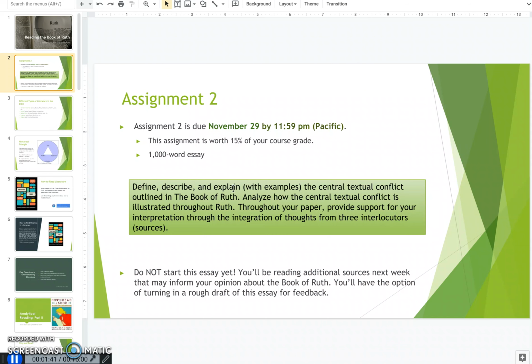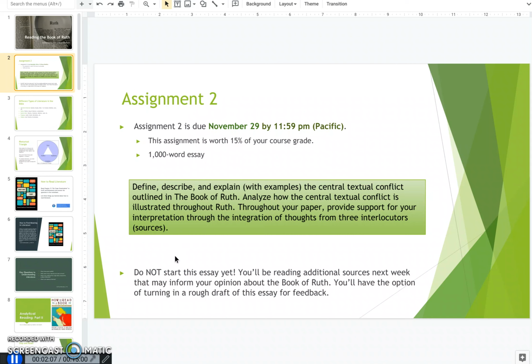So I'll go over the different parts of this prompt later, and they'll make more sense as we go through the remaining weeks. So know that this paper is not due for a while. You have until November 29th, okay? This assignment is going to be worth 15% of your course grade, so quite a big chunk. And it will also be a 1,000-word essay, so it's worth a bit more than assignment 1, and it's going to be longer than assignment 1.